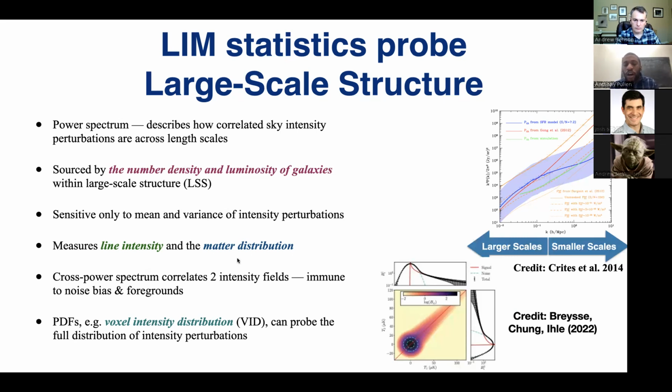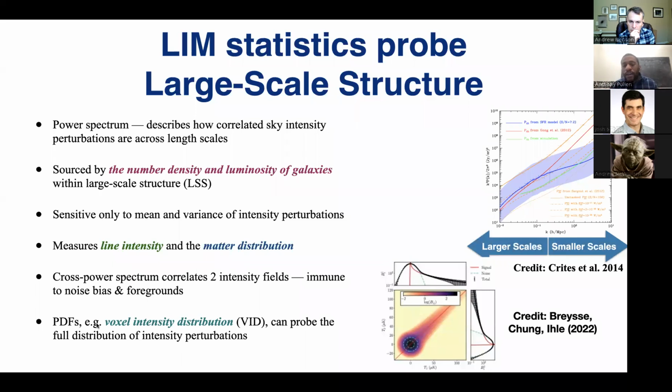However, as I mentioned earlier, the power spectrum is only sensitive to the mean and variance of intensity perturbation. So other statistics are also being developed in order to sample the full amount of information that is present in line intensity maps. One example of this is a probability distribution function. Specifically, one statistic that has been constructed is known as a voxel intensity distribution. And this is basically a histogram of intensity fluctuations on a map.